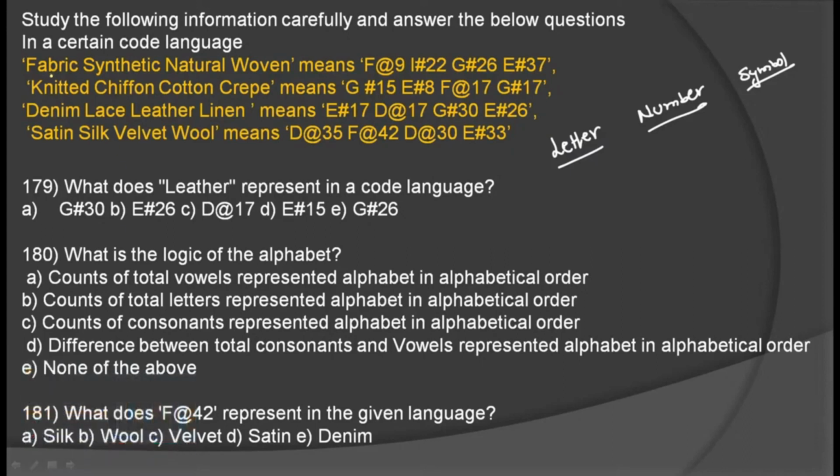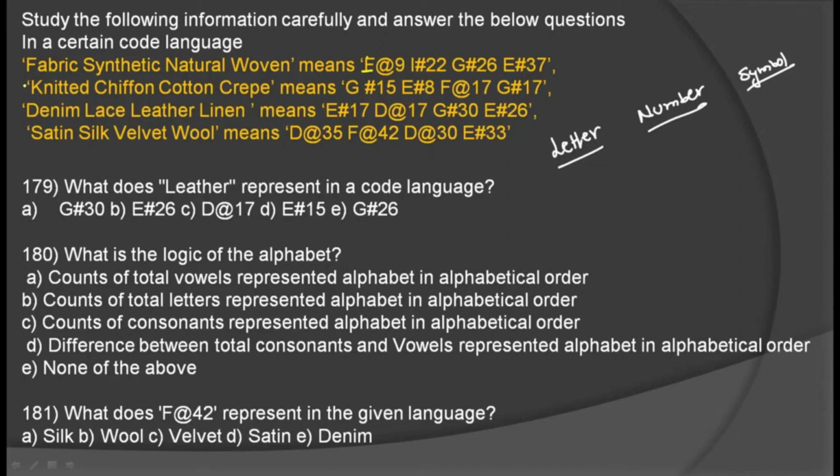Now, here there is fabric, synthetic, natural, woven. See, there are letters here: F, I, G, E. What are the possible coded patterns for letters? For example, guys, it can be coded as any letter. For example, if I assume that fabric is coded F, meaning the first letter of the word, but synthetic starts with S, and there is no S, so that is the wrong pattern. So it can be any letter, it can be the opposite, it can be a series approach.